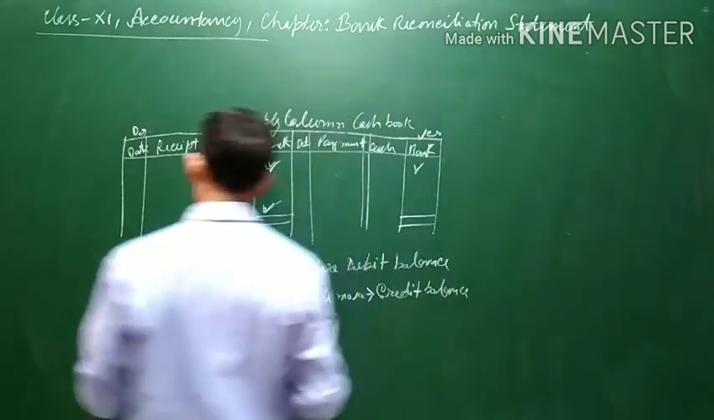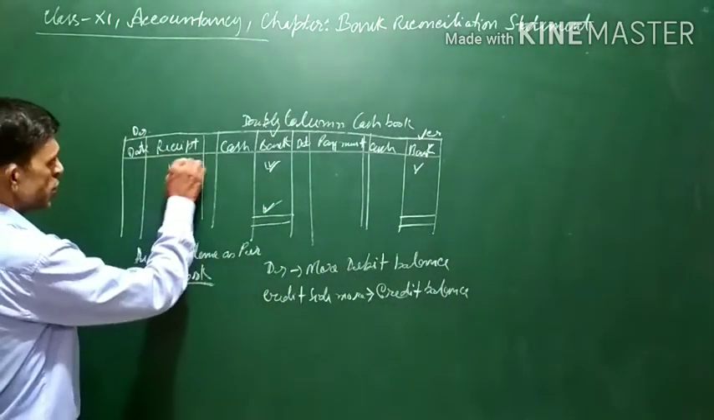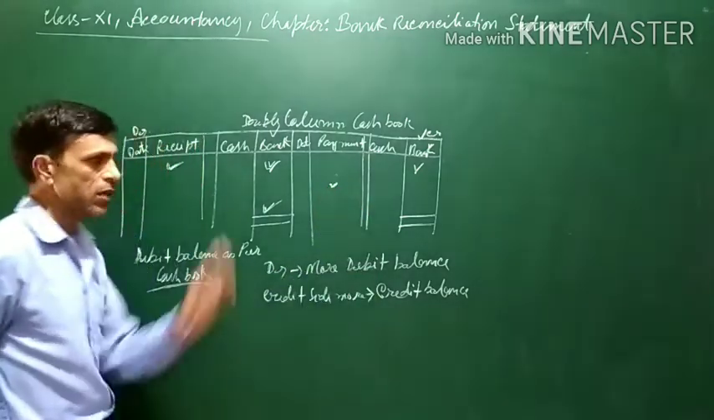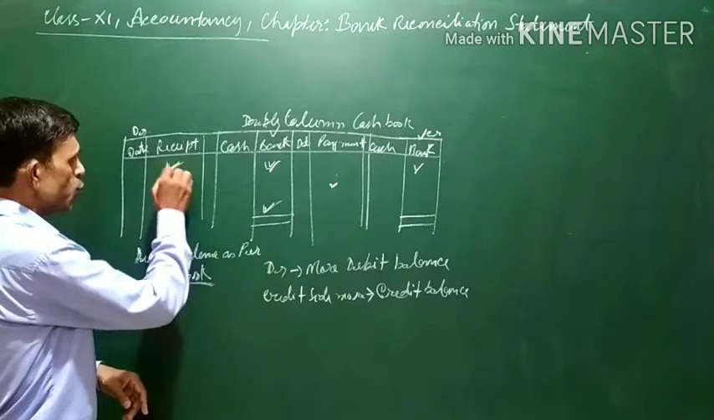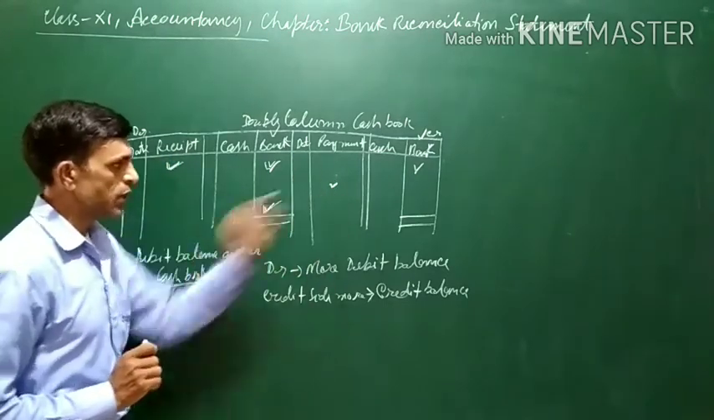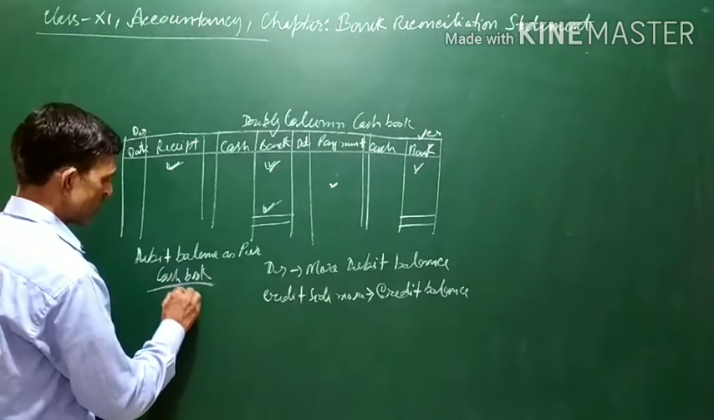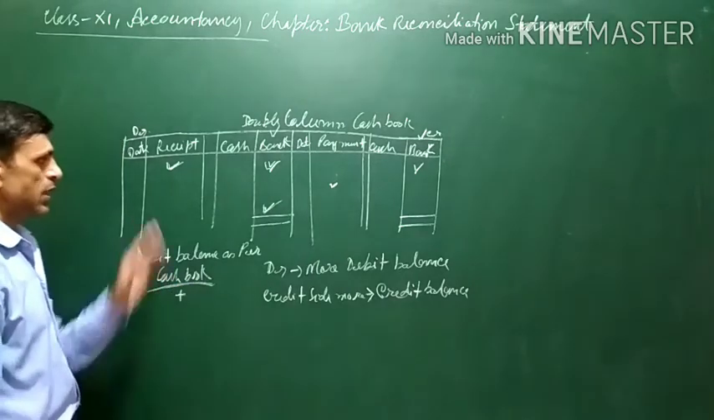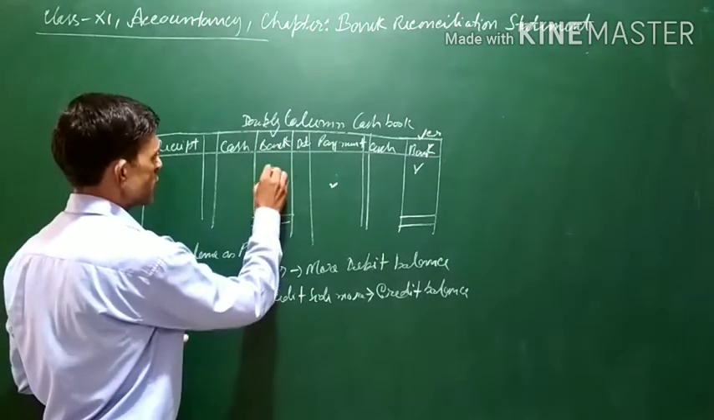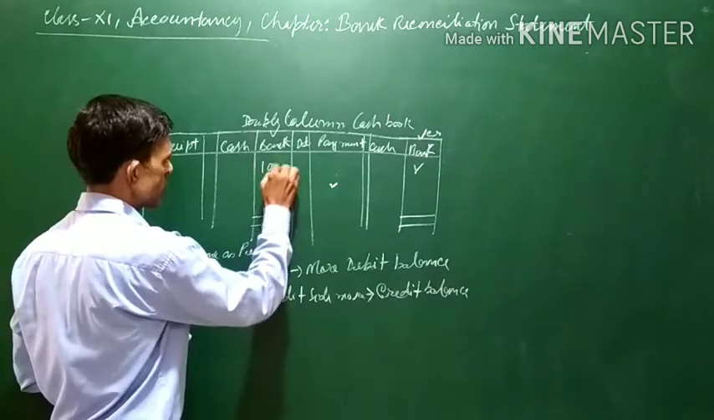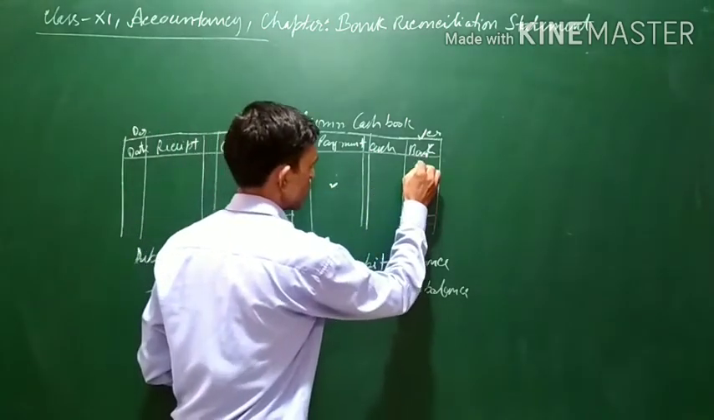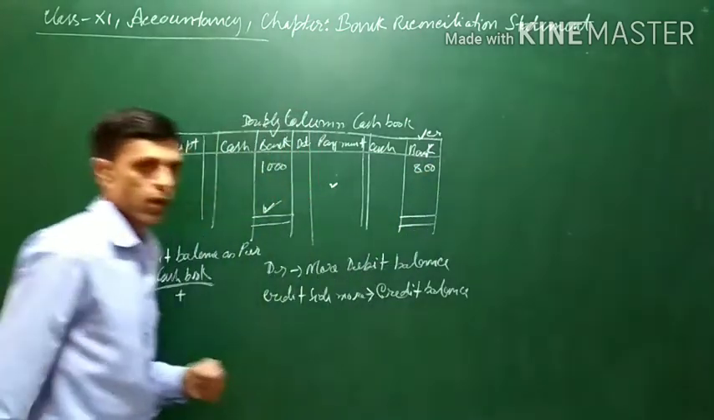Next, suppose the debit side is more. Debit side means the receipt side. Payment is the credit side. If the debit side is more, it means receipt is more than payment, and then it will be considered as a positive balance. Suppose our bank balance on the receipt side is say 1000, and on the payment side, say 800.